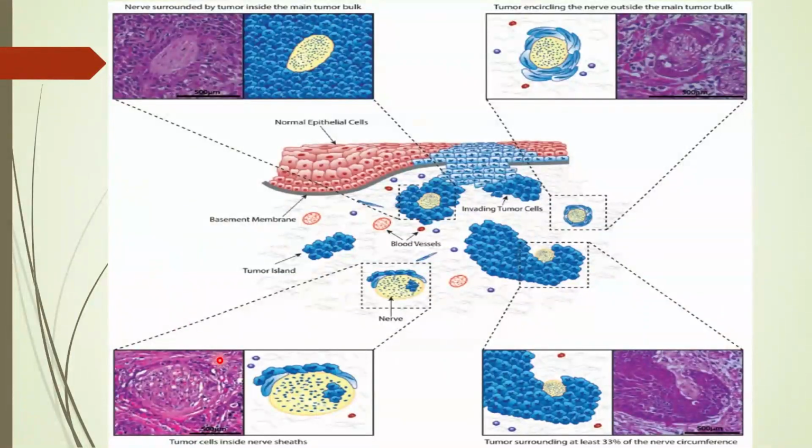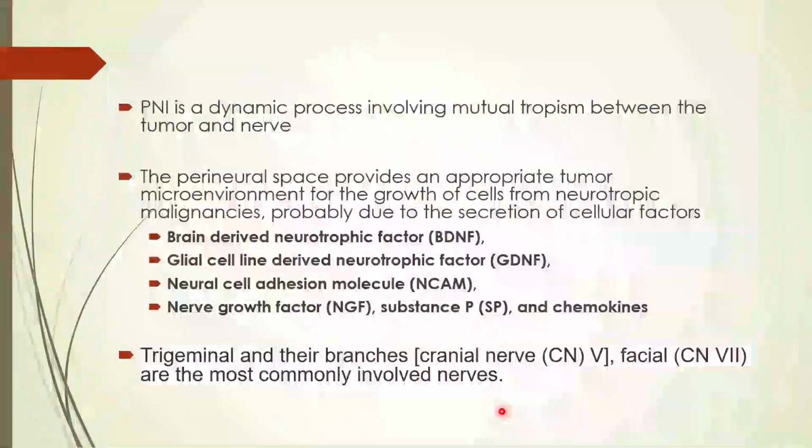Then you can see in this the tumor cells have gone inside the nerve. So the tumor cell can be seen there. And finally, you can see the tumor surrounding at least 33% of the nerve circumference in the lower right bottom corner. So in these four ways, perineural invasion can be seen.